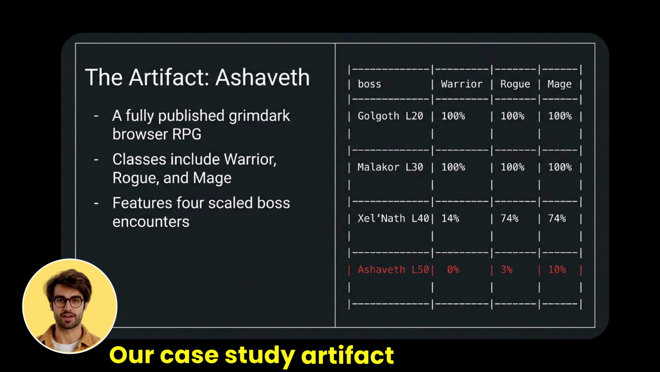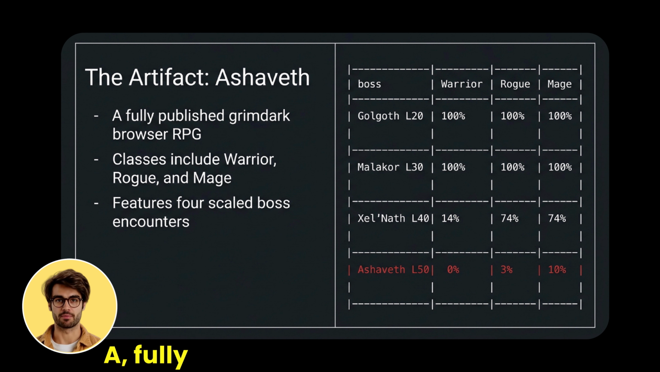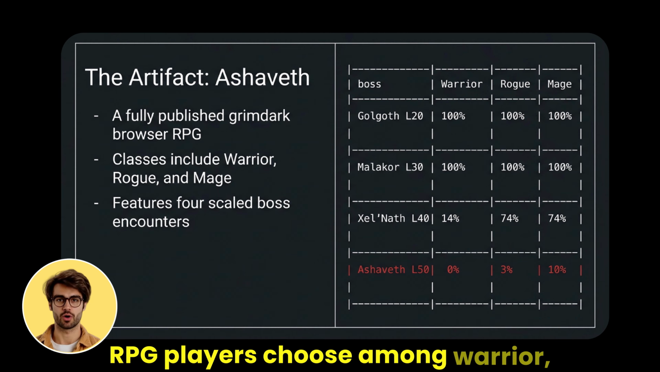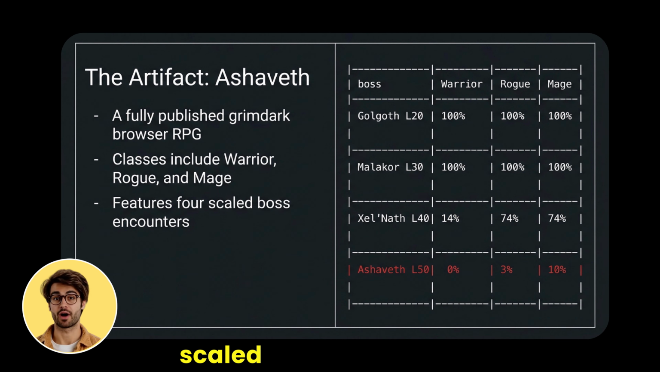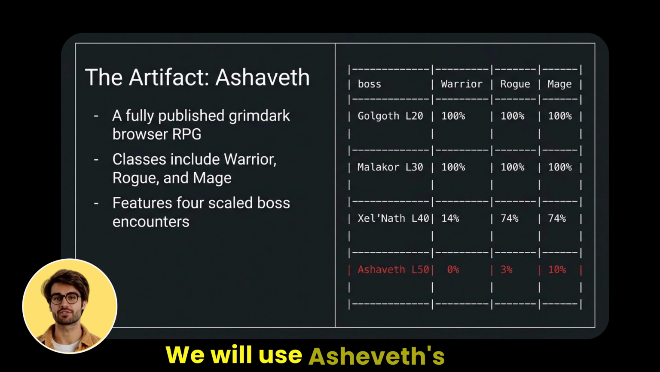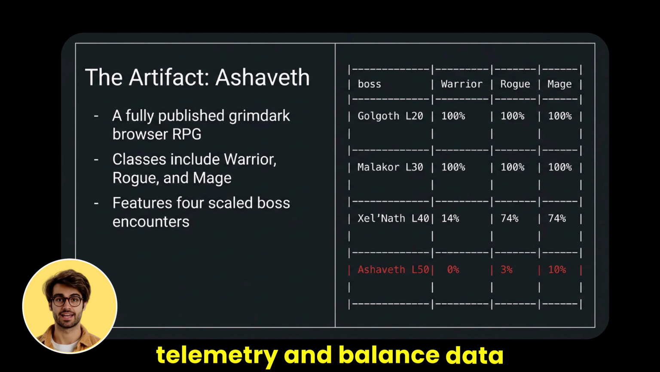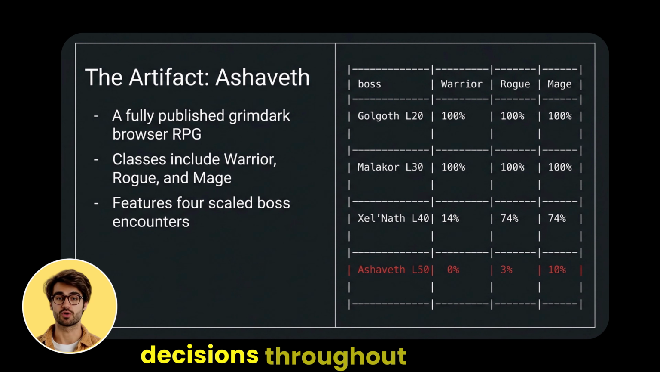Our case study artifact is Ashaveth, a fully published grimdark browser RPG. Players choose among warrior, rogue, and mage classes and face 4 progressively scaled boss encounters. We will use Ashaveth's live telemetry and balance data to ground our engineering decisions throughout the loop.